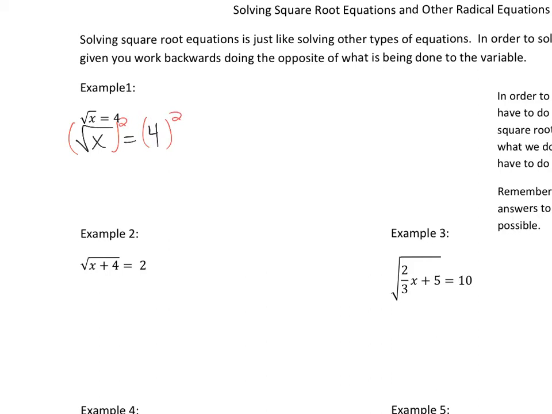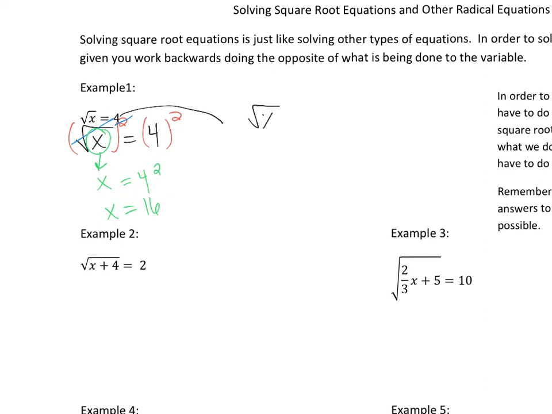Now, when I square a radical, it cancels out. So my radical cancels out, and my little 2 exponent cancels out. So what's left is whatever is left under the radical. So in this case, we just have x left. So x drops out, and then I have 4 squared. We know that 4 squared is 4 times 4, so my answer is 16. So x equals 16. Now important, gotta come check.